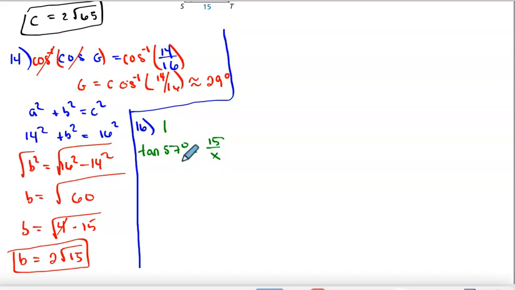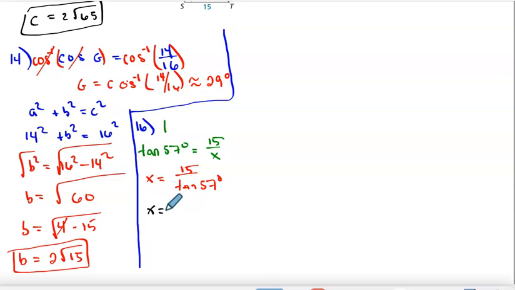So remember from our last video, this can easily be rewritten as x is equal to 15 over the tangent of 57, right? I'm just swapping the numerator to the denominator. And again, you can go through the algebra behind that if you want: you would multiply both sides by x, and then divide both sides by tangent 57, and you get there.